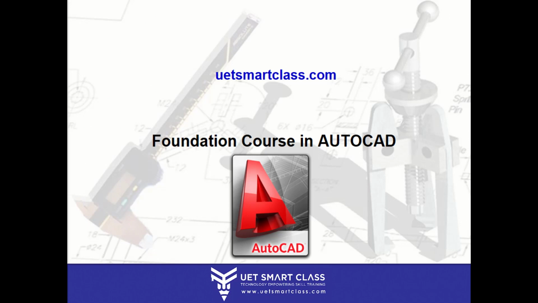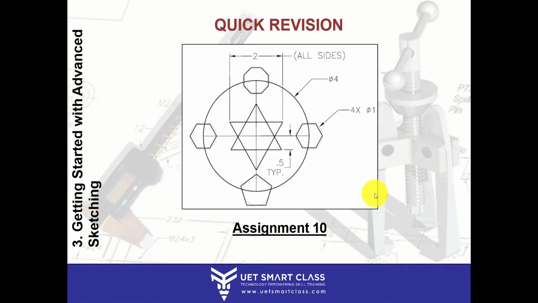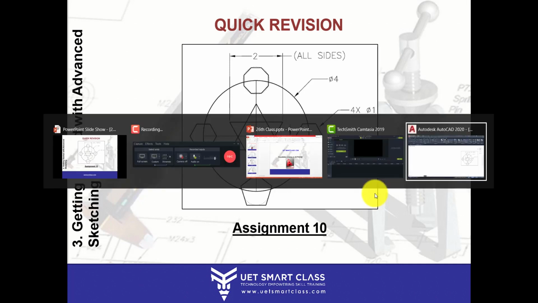So let's start with a quick revision. And the quick revision is nothing but the assignment which I'll show you how to do. In the last class, we had done polygons and how to draw donuts. So let's go to CAD directly.